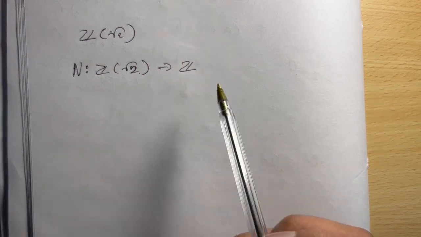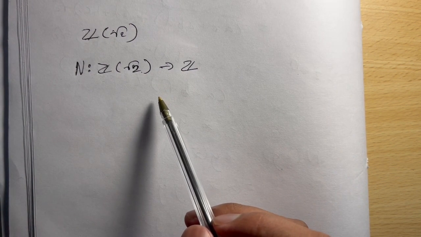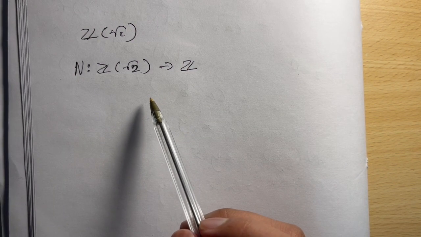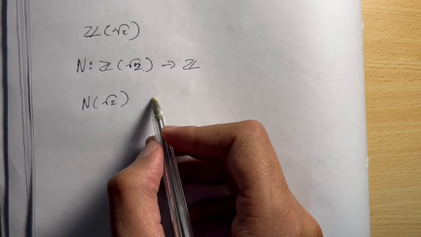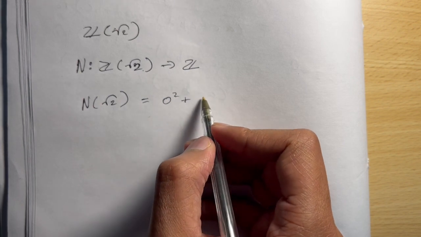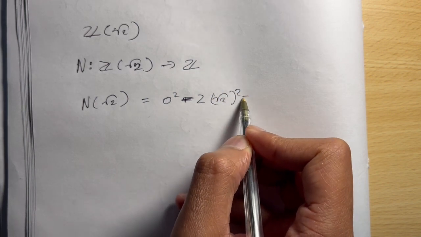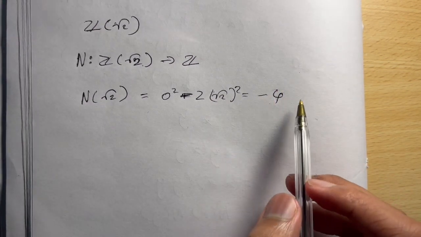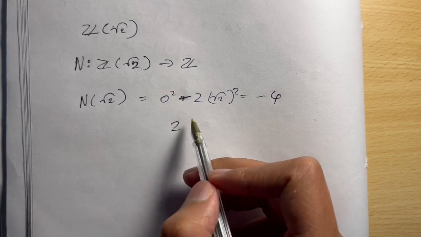Because for one, this is actually the Pell equation, right? For one, we know that there are numbers that map to it. For 2, there are also numbers that map to it. But for example, the norm of square root of 2 is 0 squared minus 2 times square root of 2 squared, which is minus 4. So minus 4 has something mapping onto it. But what about, for example, 2? Is there something that maps onto 2?